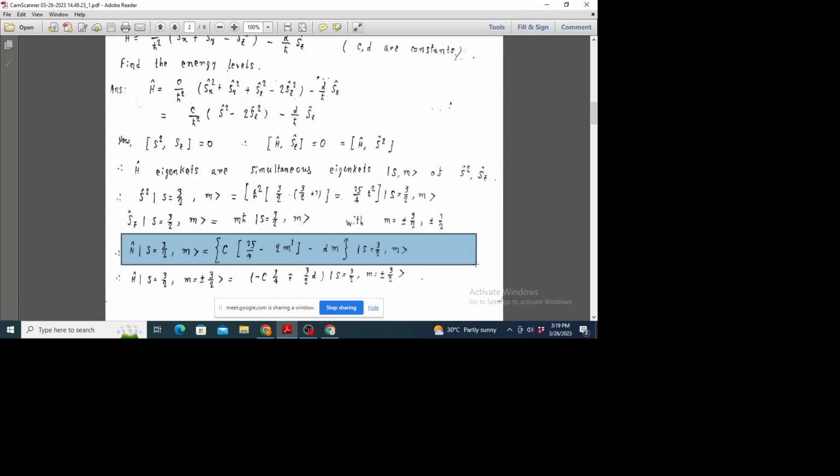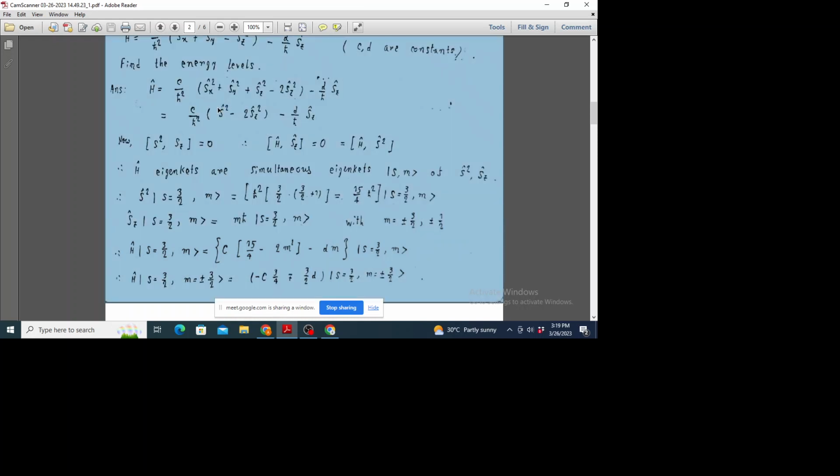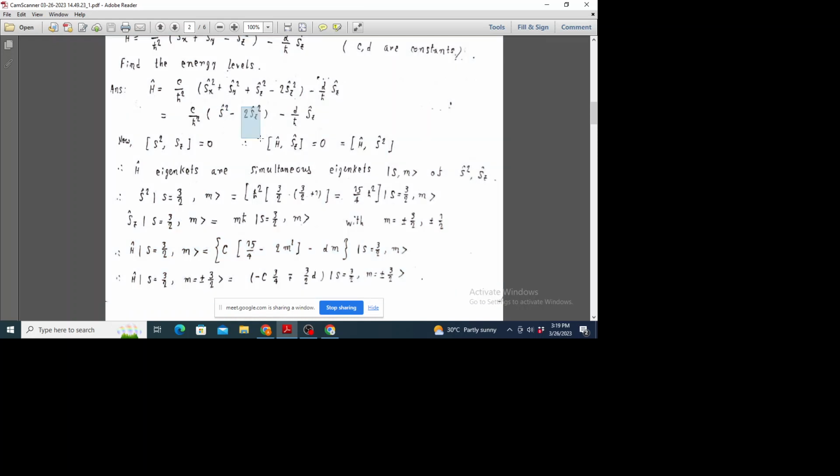So this A square gives rise to 15 by 4. This 2Sz square gives rise to this 2M square here. And this minus dSz gives you this minus dM. So this is the eigenvalue.